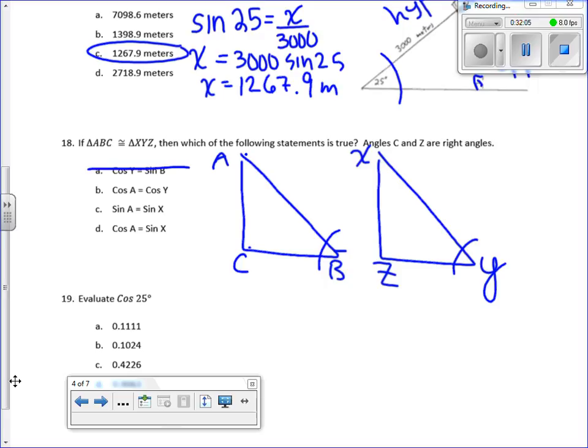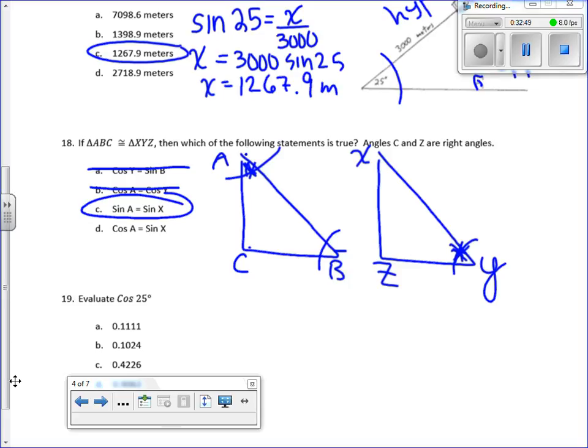It says the cosine of A equals the cosine of Y. Well, that's not going to be true because those angles are complements of each other. And the sine of A is going to be equal to the sine of X. So the sine of A and the sine of X seems like those should be equal because X and A are the same angle. And then it says that the cosine of A equals the sine of X. Well, no. So I like C, right?